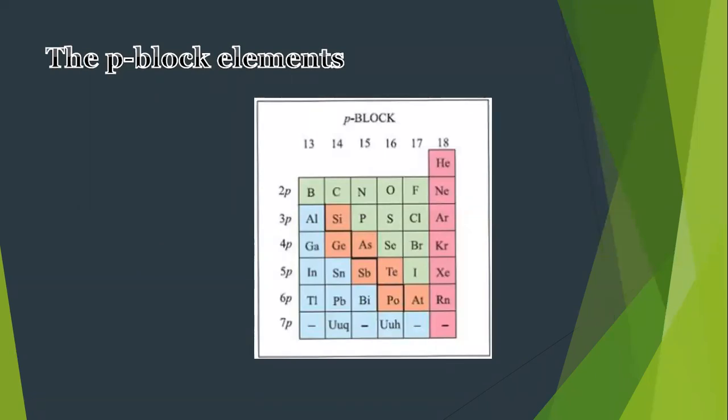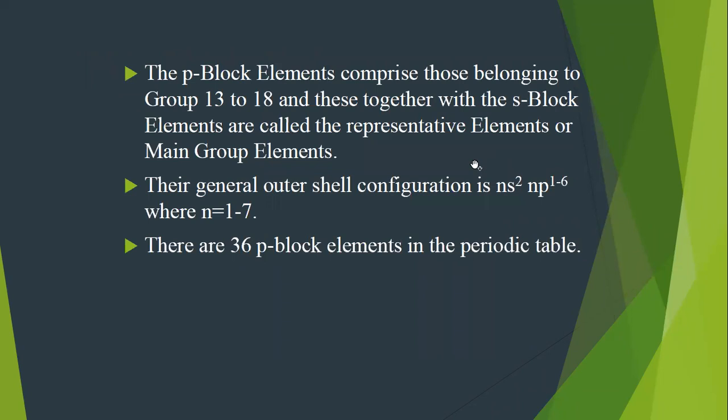Next is the P block. The elements from groups 13 to 18 come in the P block: the boron family, carbon family, nitrogen family, oxygen family, fluorine family, and helium family. All these contain metals, non-metals, and metalloids together. P block elements comprise groups 13 to 18, and together with the S block elements they are known as the representative elements or main group elements.